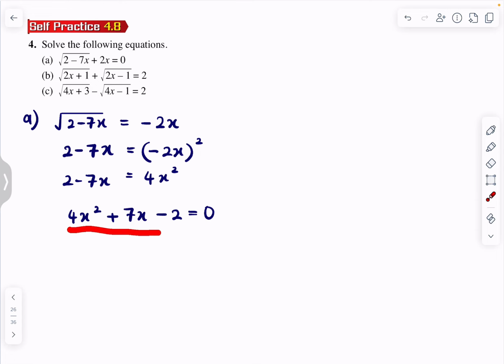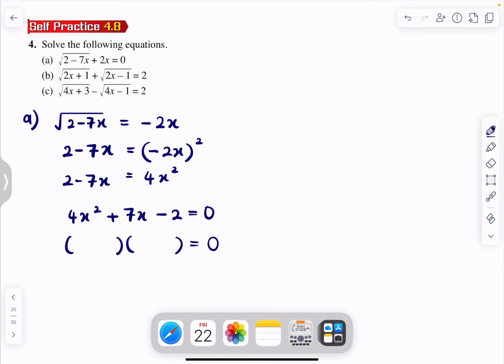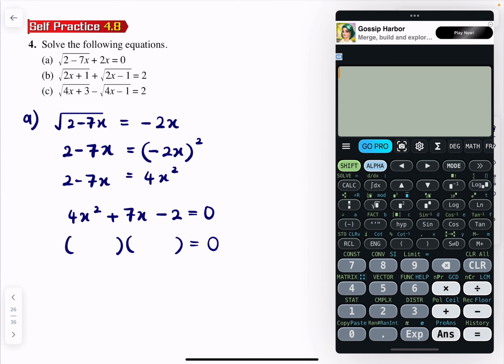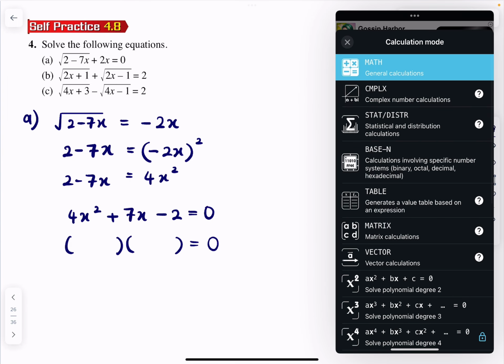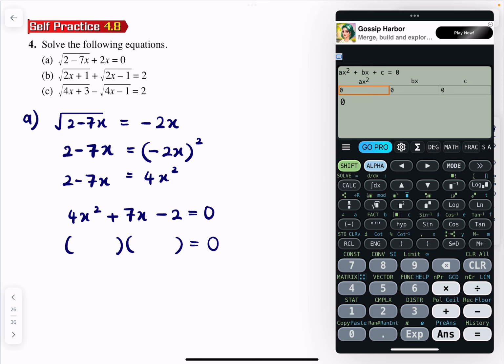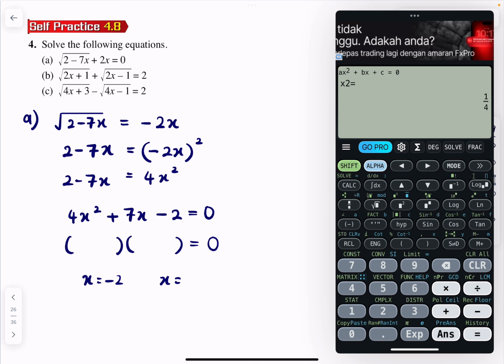This is a quadratic equation. So to factorize, we can just use our calculator. Select the polynomial. So A is 4, B is 7, C is negative 2. So x is negative 2 and x is 1 over 4.